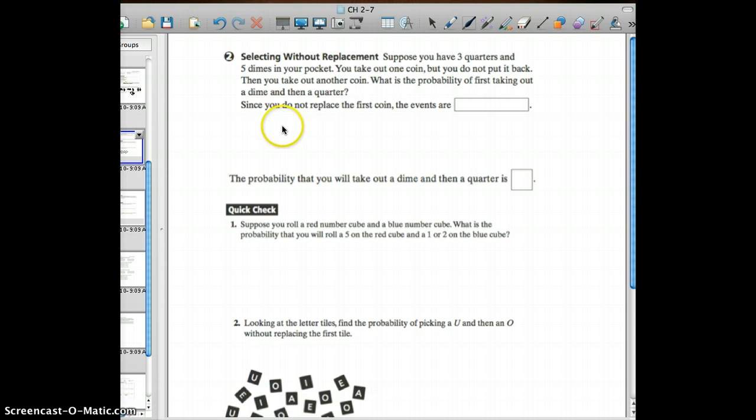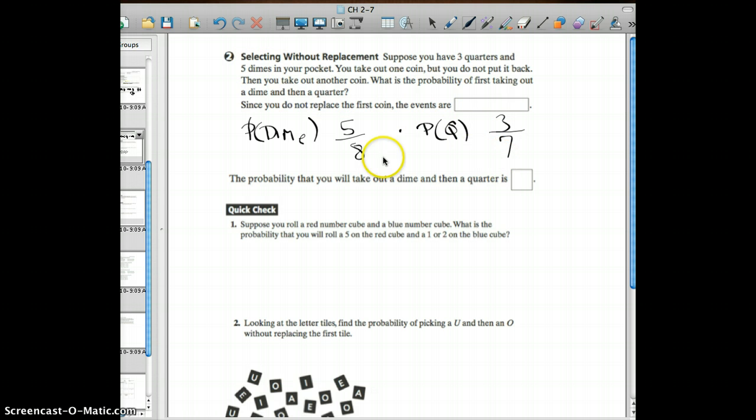Okay, so first of all, what's the probability of getting a dime? Okay, this is the first event. We have 8 coins in our pocket, and 5 of them are dimes, and there's 8 total. So that's the probability of getting a dime. Now let's assume we get the dime, and then the probability of getting a quarter now. How many quarters are left in your pocket? Well, there are still 3 quarters there because you got a dime on the first one. So there's 3 quarters, but now there's only 4 dimes instead of 5. So now it's out of 7.